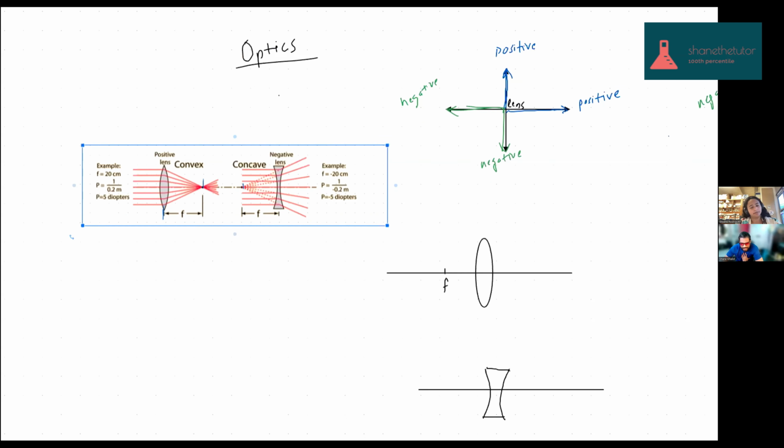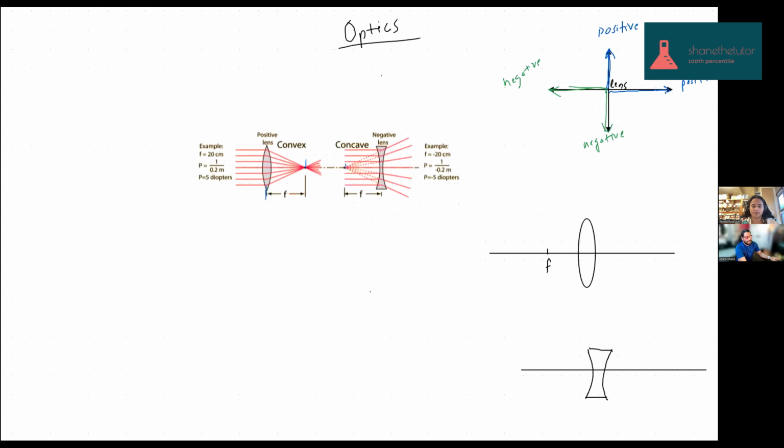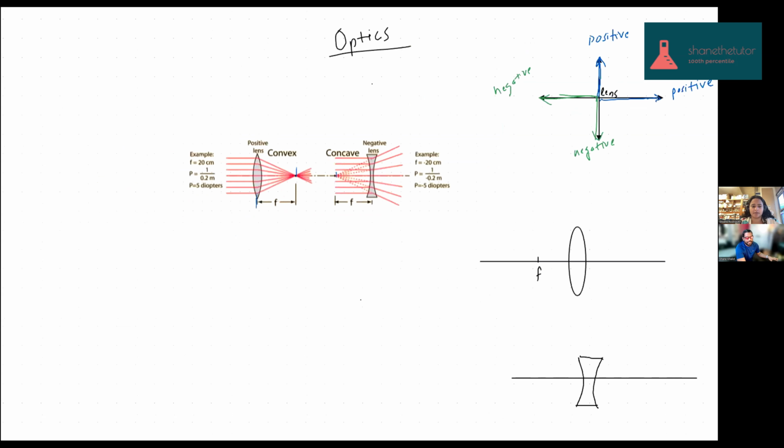Yes. Now, I should talk about, so these are spherical lenses, and I'll tell you why.